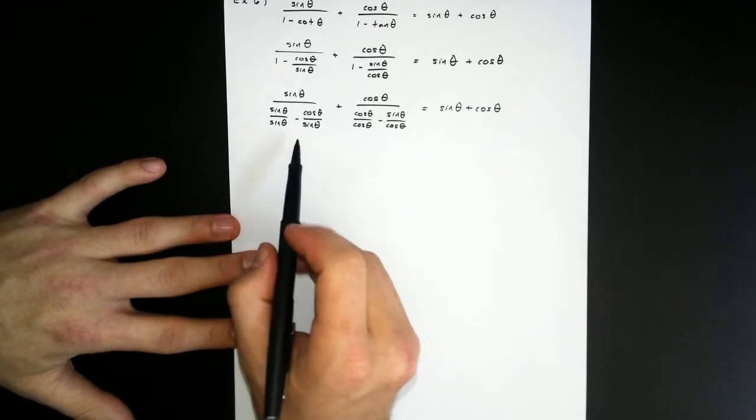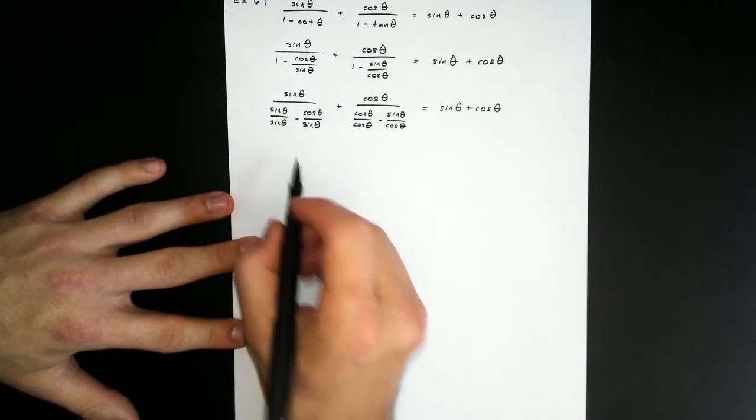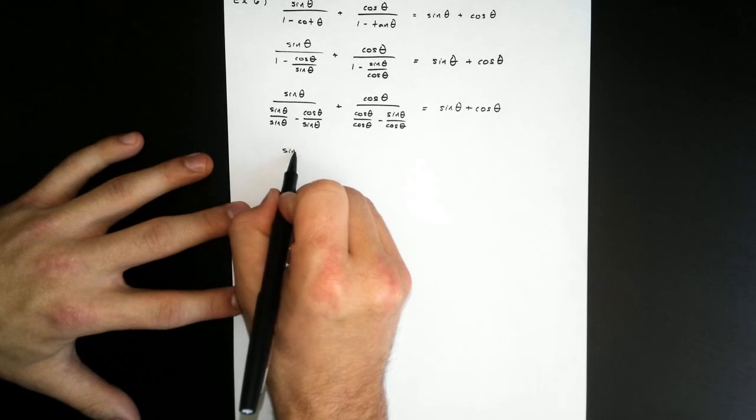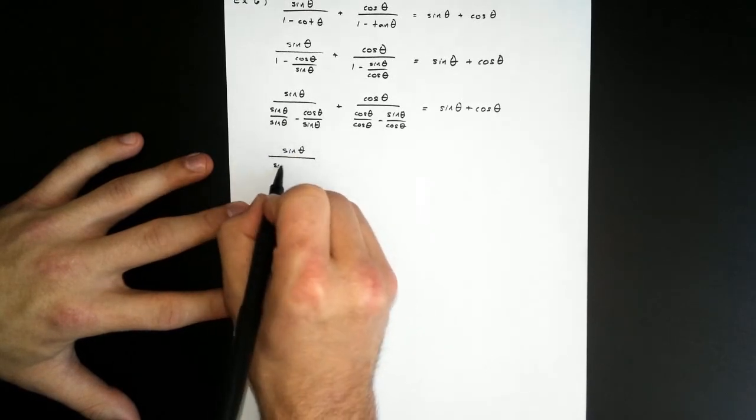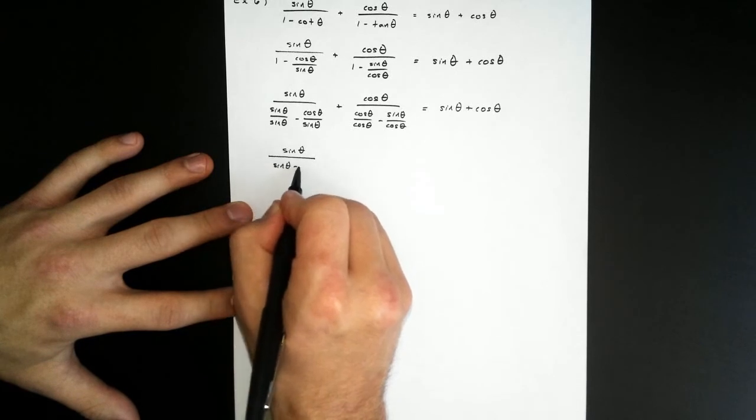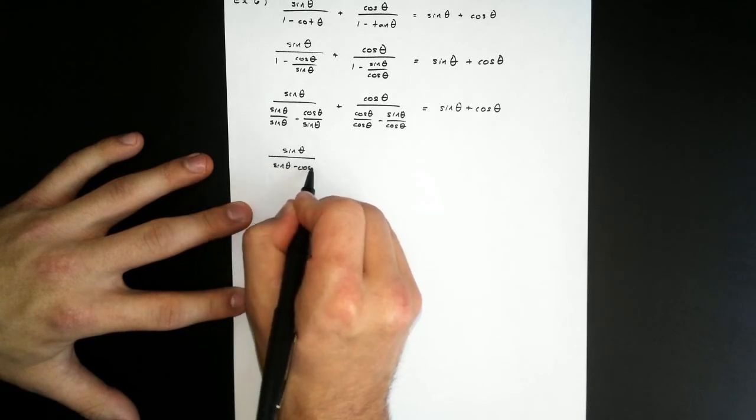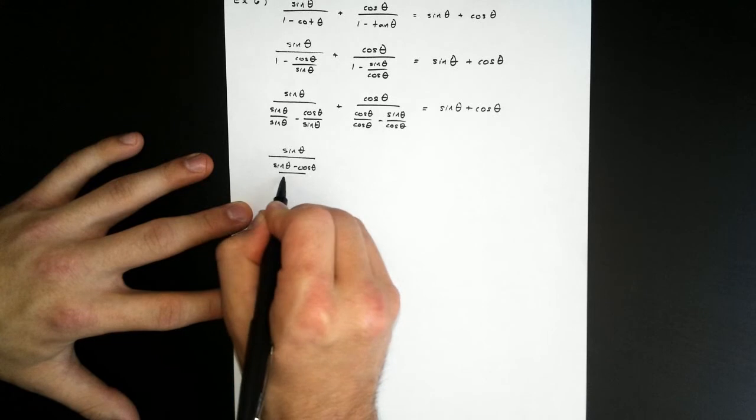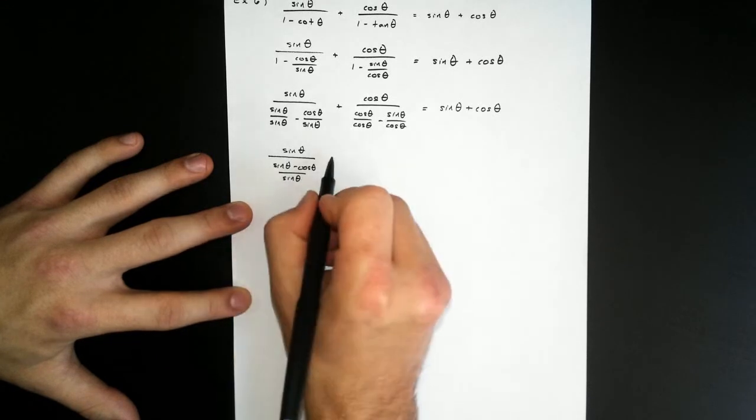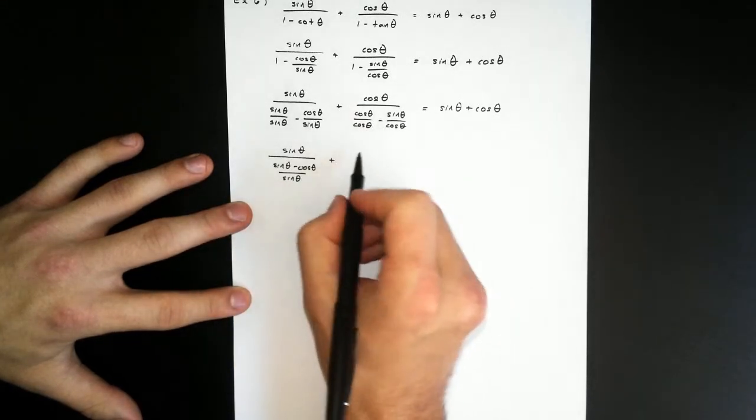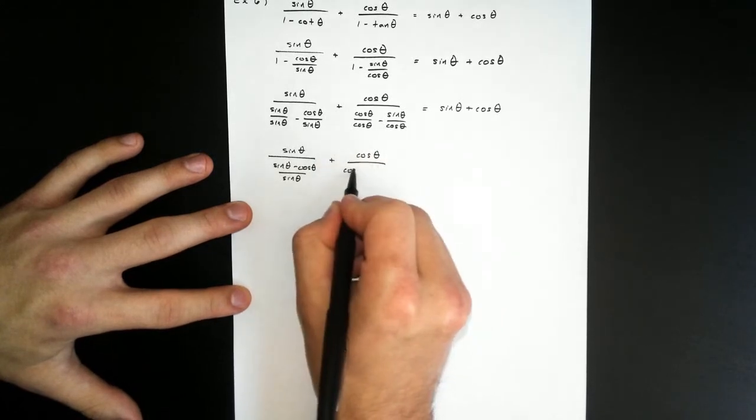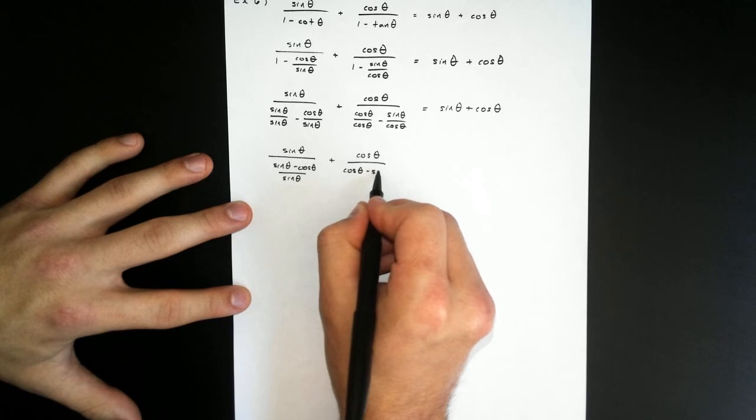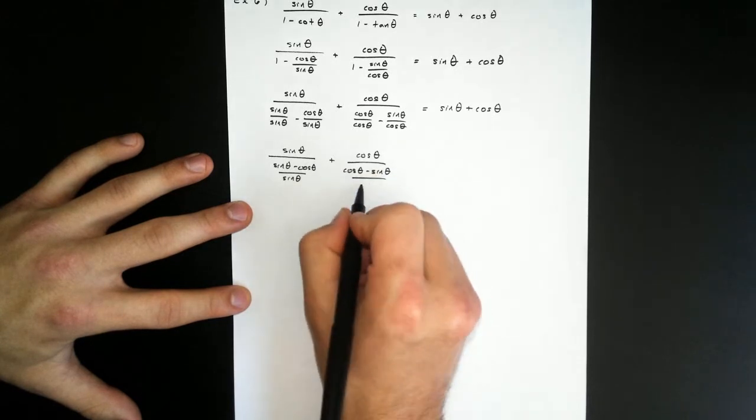So now for both these fractions, let's combine these two terms together. Here we're going to end up with sine minus cosine over sine. And then in our second one, we have our numerator, and we end up with cosine minus sine, and that's over cosine.